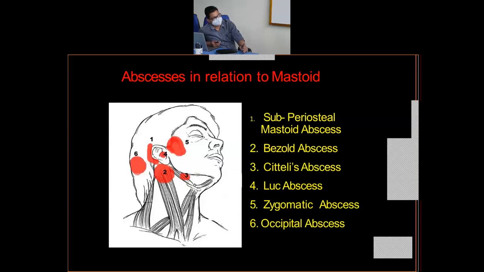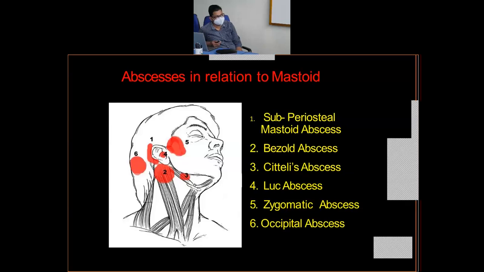Then Citelli abscess: the abscess will drain along the posterior belly of digastric. Then Luc abscess is along the EAC. The infection from the medullary cavity, the inflammation, will come along the EAC, and there will be swelling around the tragus. Then zygomatic abscess: in the zygomatic root area, there will be the abscess. And occipital abscess: it will go behind in the occipital region, there will be abscess. According to position, we name it as a different type, but the main cause, pathogenesis, the route, everything is the same.